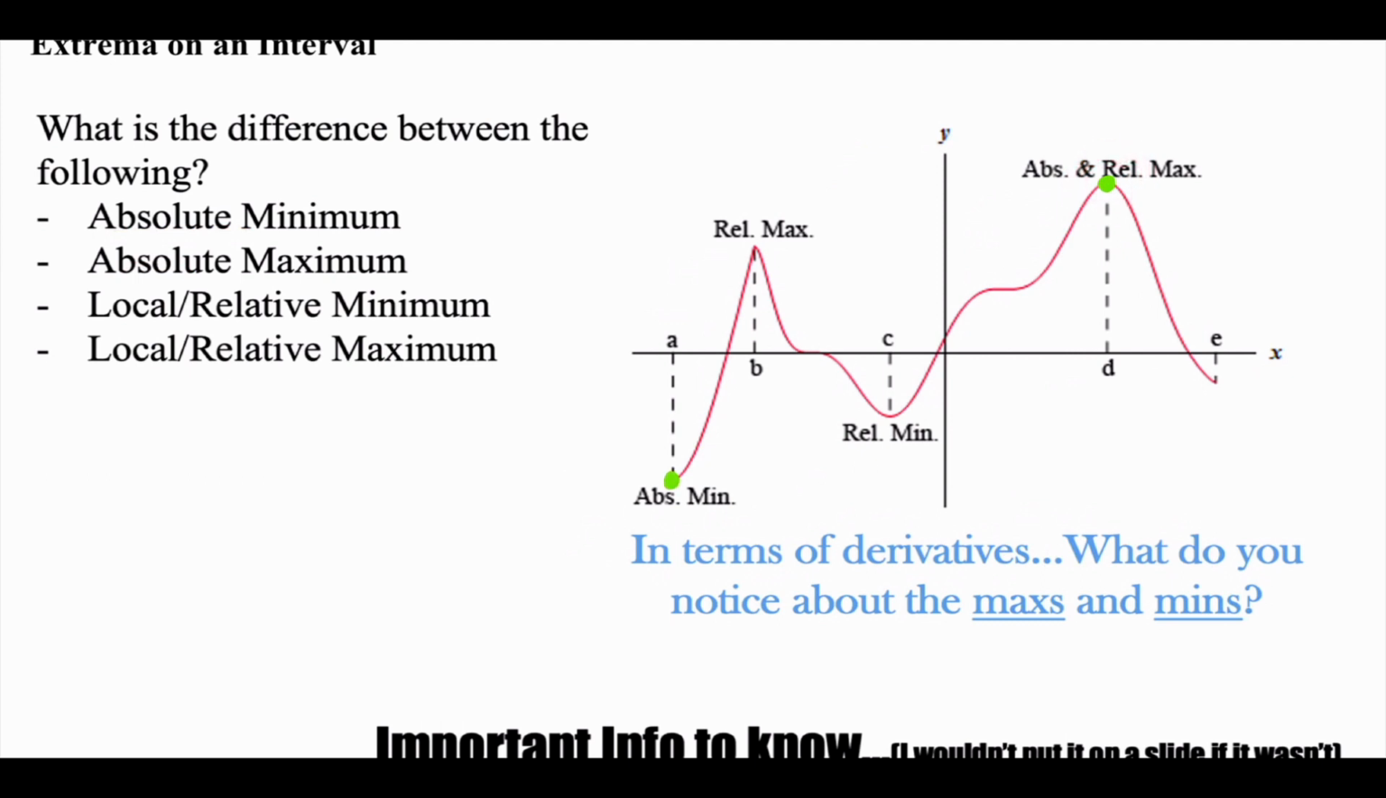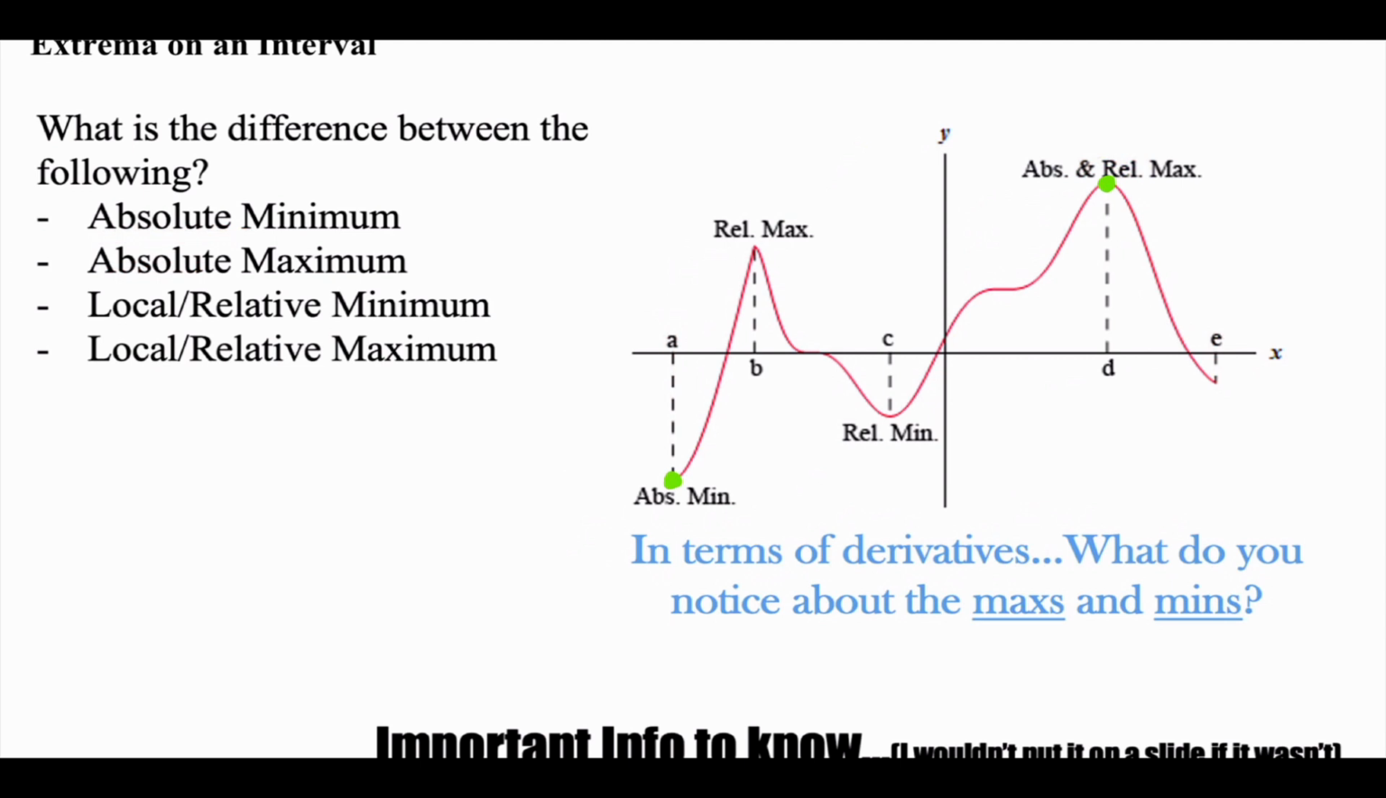This is an absolute minimum because it's the absolute lowest point from A to E. This interval goes from A to E. So from A to E, the absolute lowest point is at A, and the absolute highest point is at E. Those are absolute. So absolute means highest and lowest.